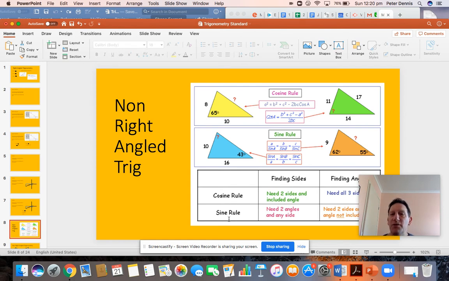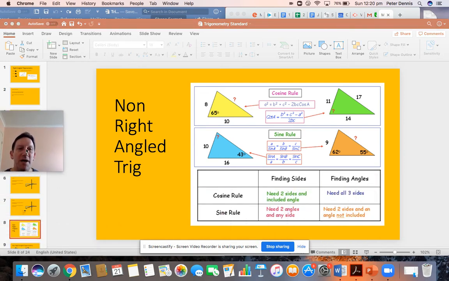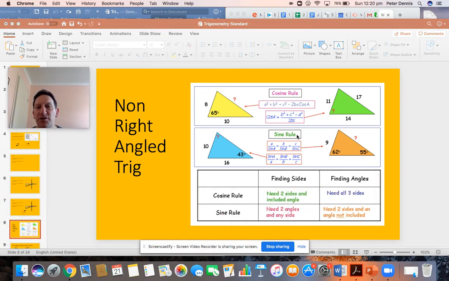The next thing we'd have to do in this whole revision is non-right-angled trig. Now, remember these formulas. The first question perhaps that you should ask yourself is, do I need to remember these formulas? And the answer is no. They are on the formula sheet. Use it. Every year, HSC markers say people wrote down the wrong formula because they didn't use the formula sheet. So make sure you use the formula sheet. The big thing is which one of these do you use in each case?